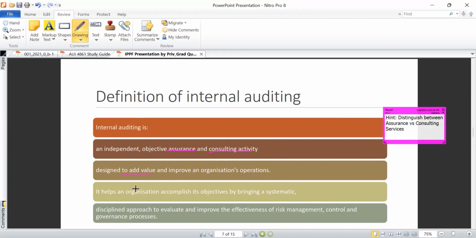Through helping them to accomplish their objectives. How do we do this? By applying what we call a systematic, disciplined approach to evaluate and to improve the effectiveness of three important things, which I want you to highlight. Number one, risk management. Number two, control assessment. And number three, governance processes.